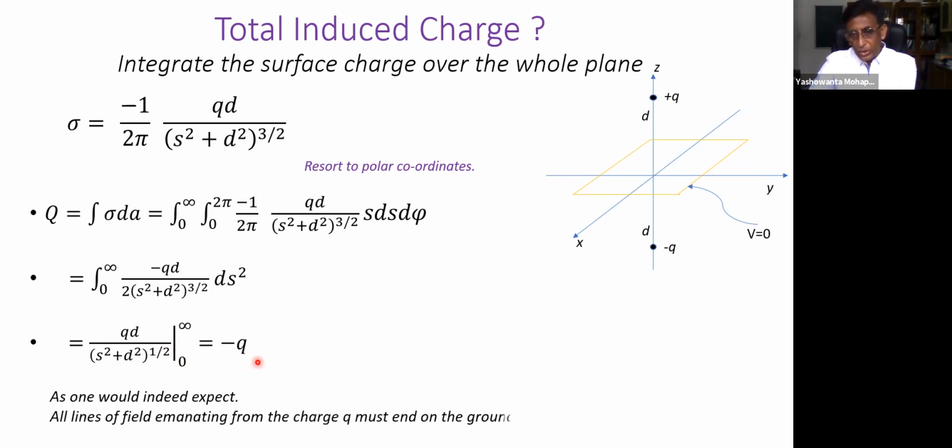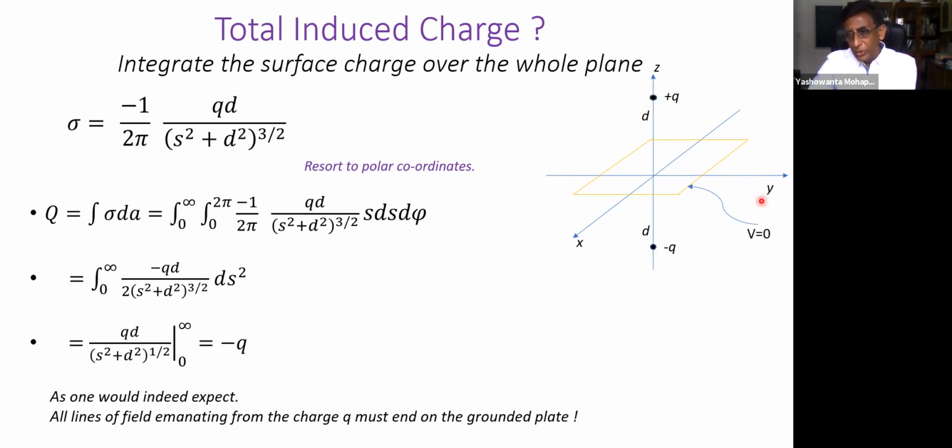Okay, so why do I expect that? Because all lines of force emanating from plus q would finally end up at some minus q on this plane. And obviously the total charge has to be then minus q. So to check your intuition of field lines, you can try drawing them on this.